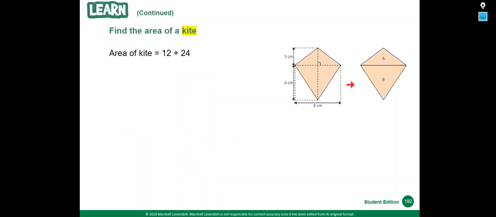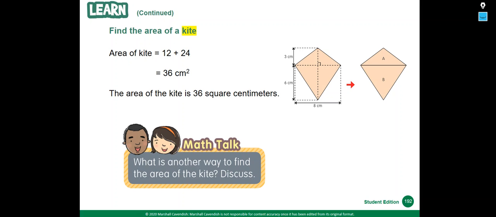Okay, so then to find the area of the whole figure, 12 plus 24 gives me 36 centimeters. 12 plus 24 is 36. So the total area of your kite is 36 centimeters squared. Okay, let's move on.